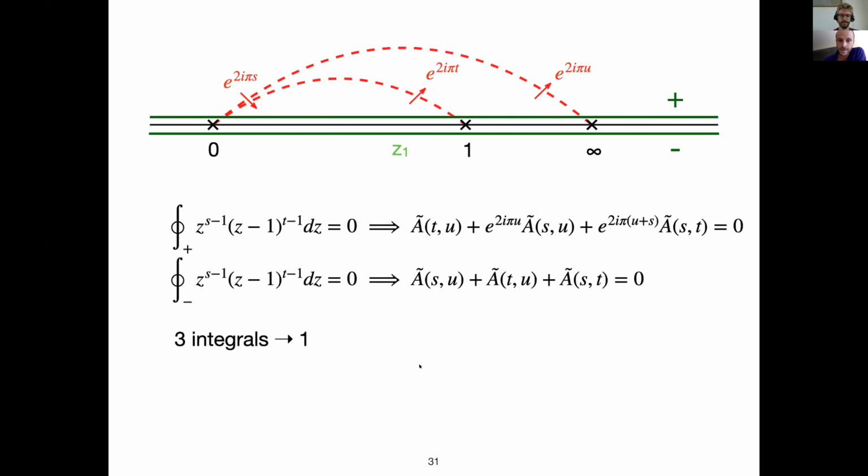And now on the minus axis, well, there's no cut, so you pick up nothing. So the first thing to observe is that instead of 3 independent integrals, because you have 2 relations between them, you have only 1 independent integral.